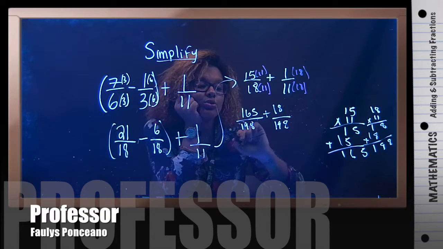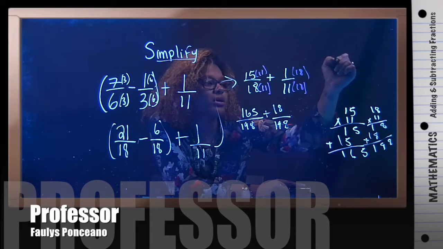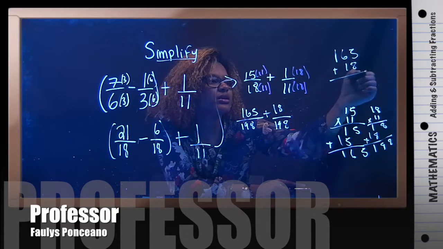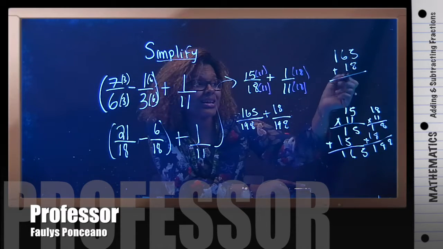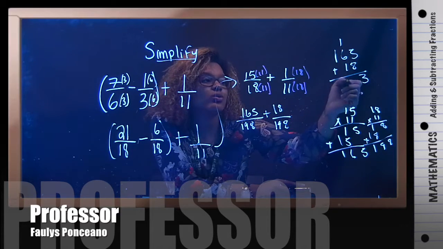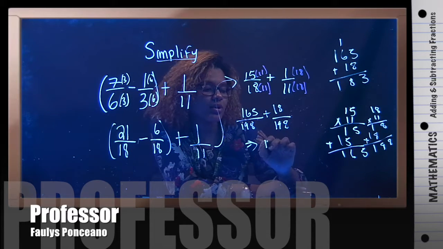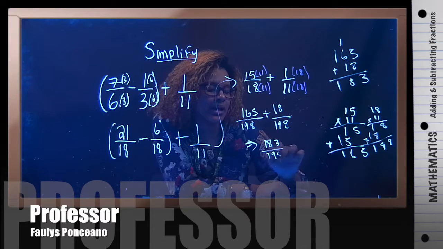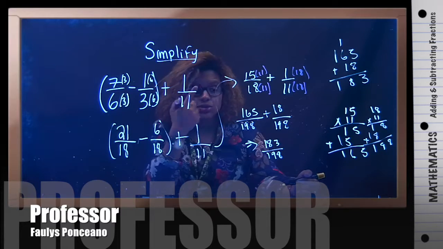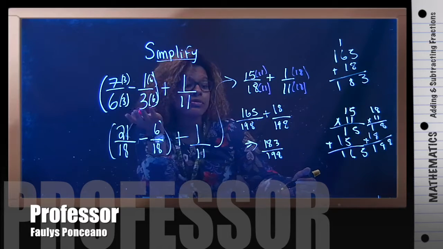Now I'm going to add because both of my denominators are the same. So I'm going to go over here and do more side work and do the basic addition. I add this, 5 plus 8 is 13. Carry the 1, 1 plus 6 is 7, plus another 1 is 8, and bring this down. Now I'm going to rewrite this and I get 183 over 198. You always want to check if you can simplify your fractions. So why don't we check by dividing by, let's say, 2.